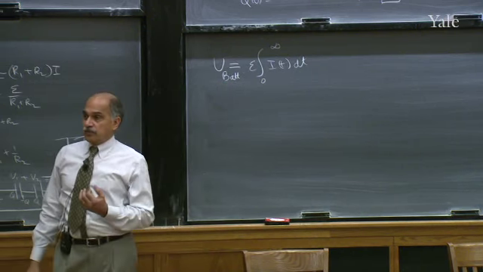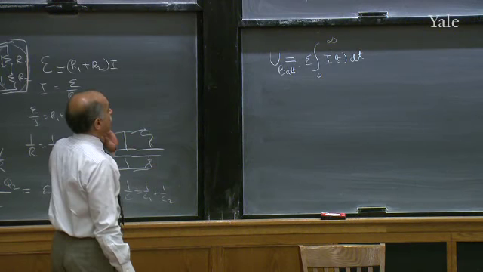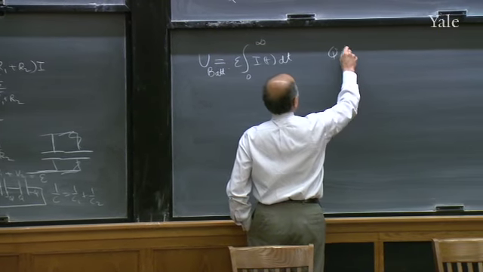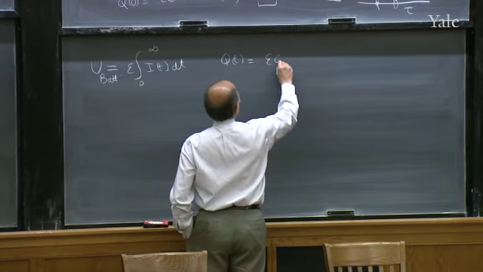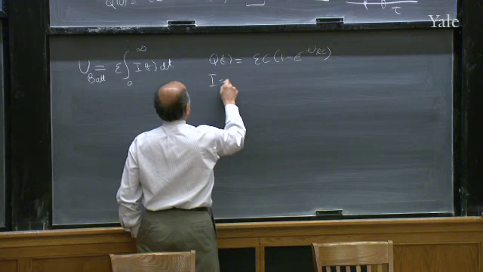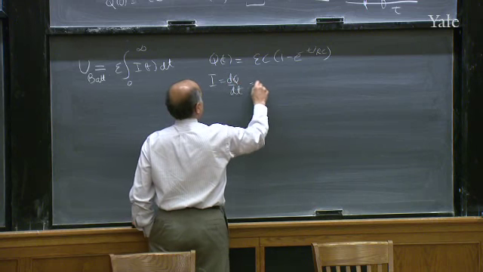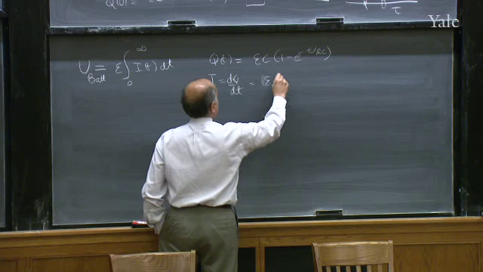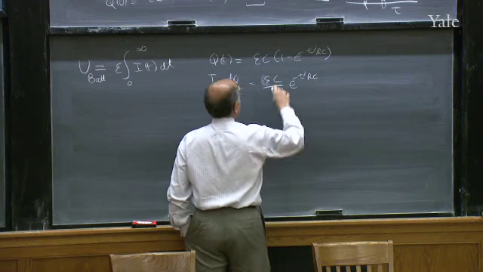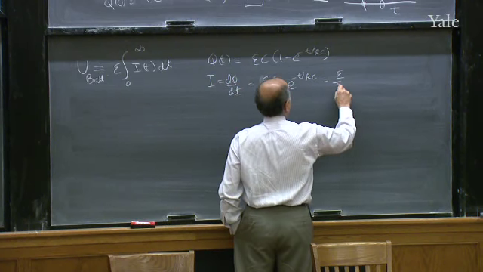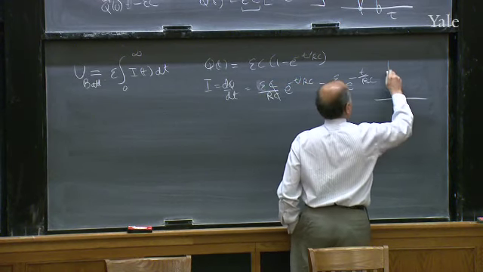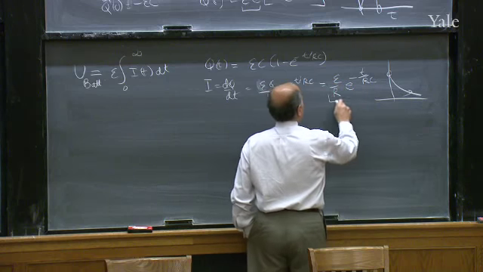I of t dt is the charge that flows in a small time dt, and I is not a constant. In fact, we can find I of t by the formula for Q of t. Remember, Q of t is equal to EC times (1 minus e to the minus t over RC). Then I, which is dQ/dt, you can calculate, is EC divided by RC times e to the minus t over RC. It becomes E over R times e to the minus t over RC. So the current falls exponentially in this form.